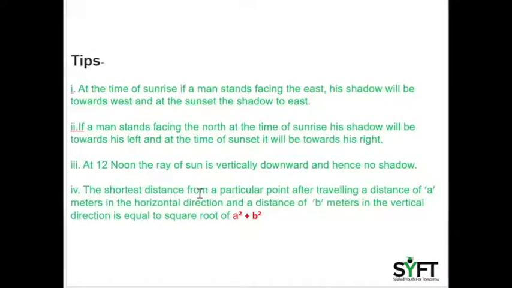And the shortest distance from a particular point, after travelling a distance of A meters in the horizontal direction and B meters in the vertical direction, is equal to the square root of A square plus B square.